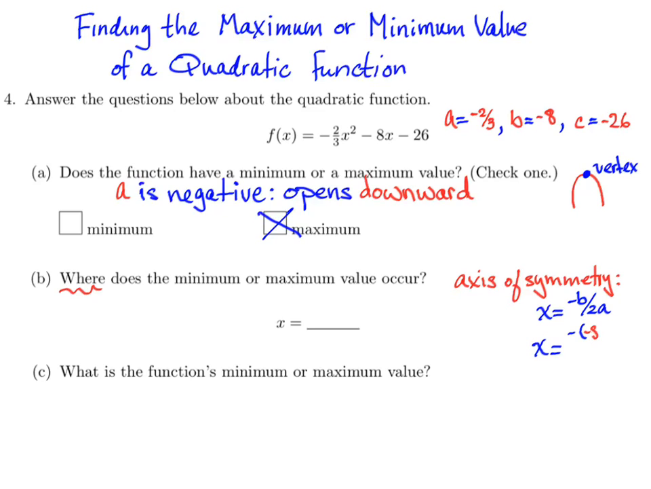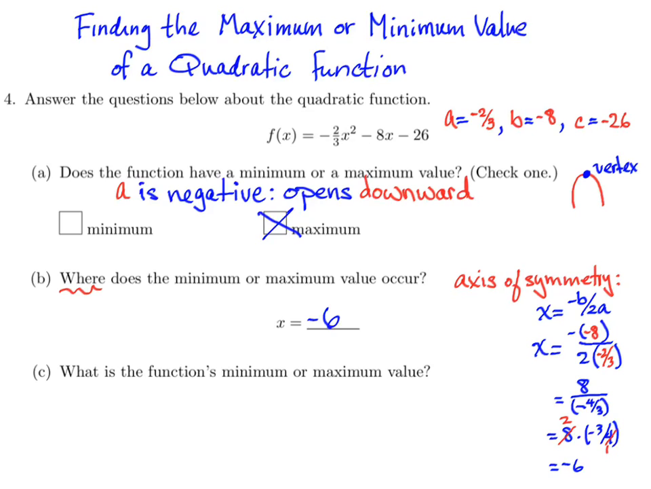So let's find that. Plug in negative 8 for b, negative 2/3 for a. We get positive 8 over negative 4/3. Simplify a little. We get 8 times negative 3/4. Cancel a little. And we get negative 6. So that's the x-coordinate of the vertex, or the x-coordinate of the maximum value, the highest point.